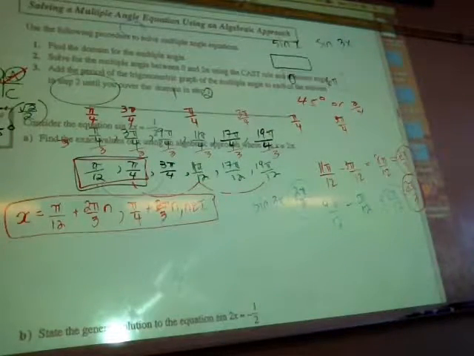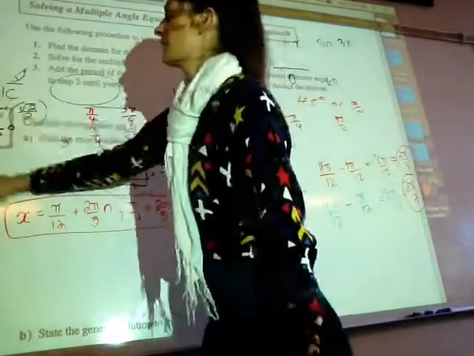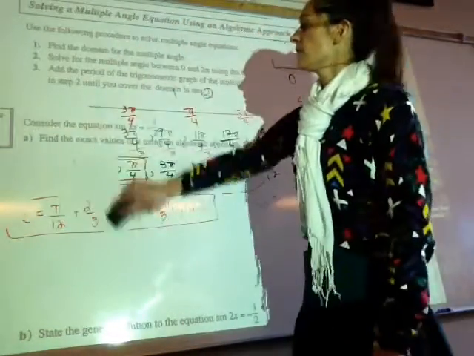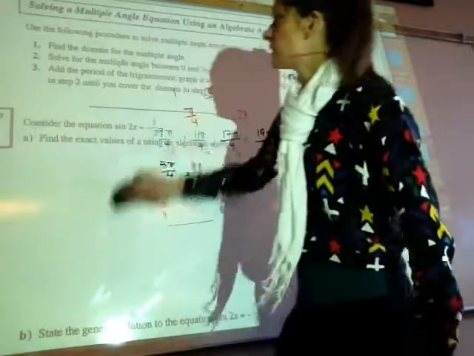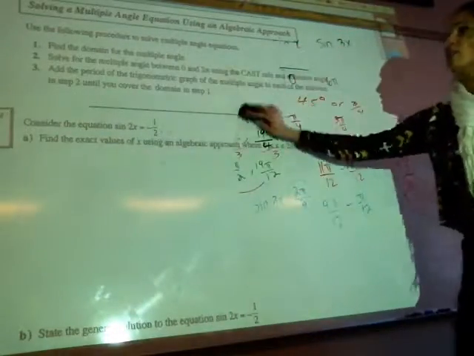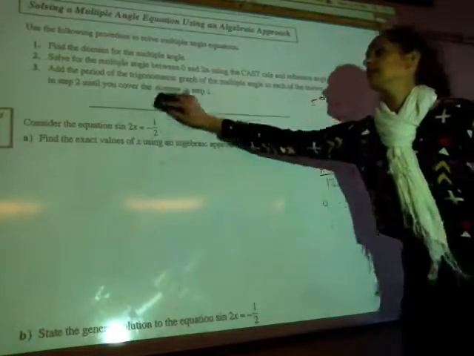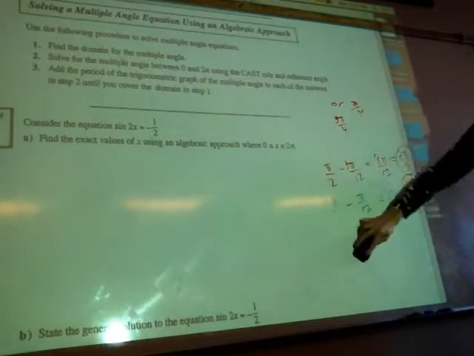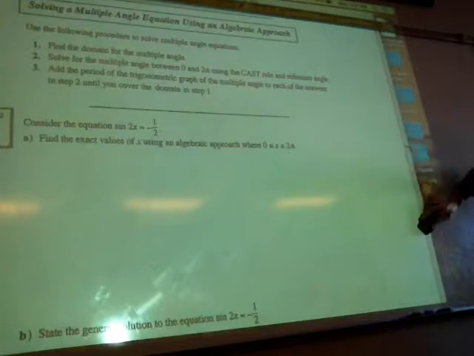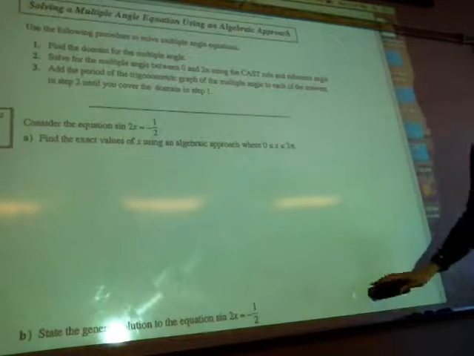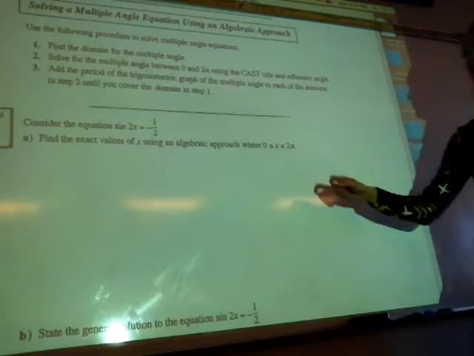So now that we've gone through an example, we're just going to do another one together. And this time the steps are listed out for you. Okay, so step 1, you have to find the domain for the multiple angle. So if you have a 3x, then you need to multiply the domain by 3. Okay, if you have a 2x, you multiply the domain by 2.